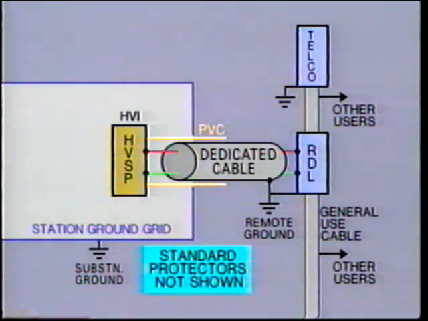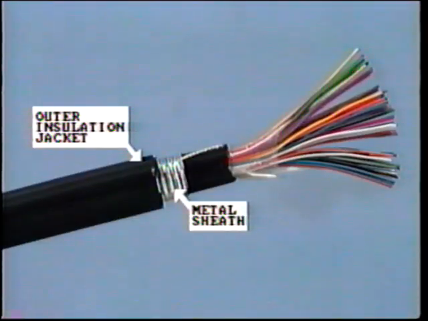In many installations, the dedicated cable is run underground in PVC conduit within the substation ground grid area and to a point 10 feet outside of the ground mat. Usually, the cable has a high dielectric outer insulation jacket and so provides further insulation from nearby grounded structures. We'll be looking at installation details more closely in the next tape.